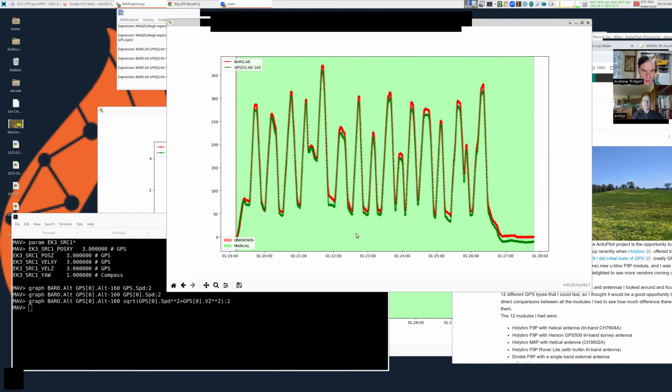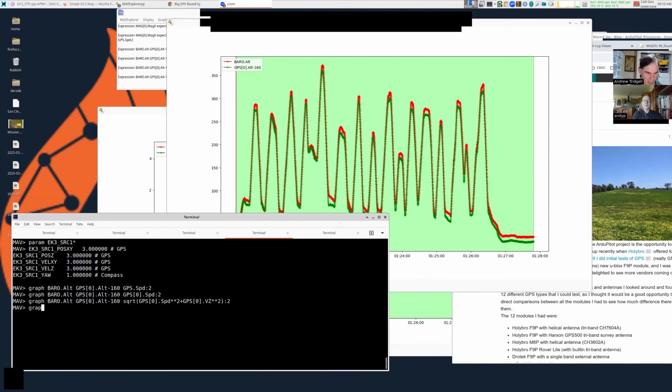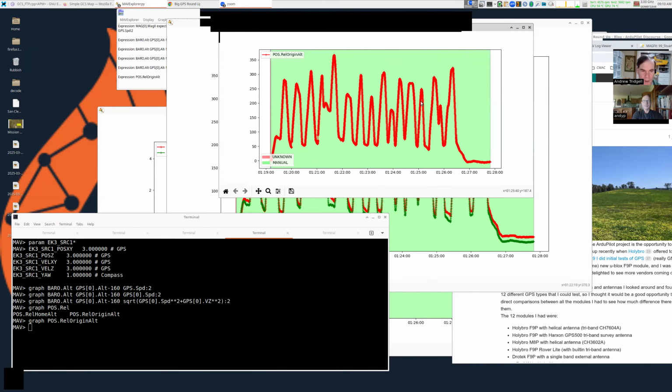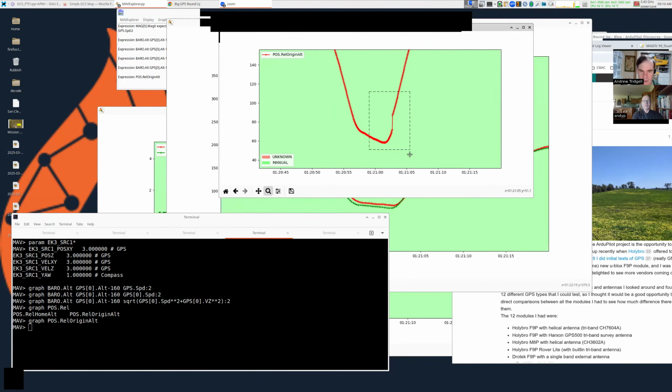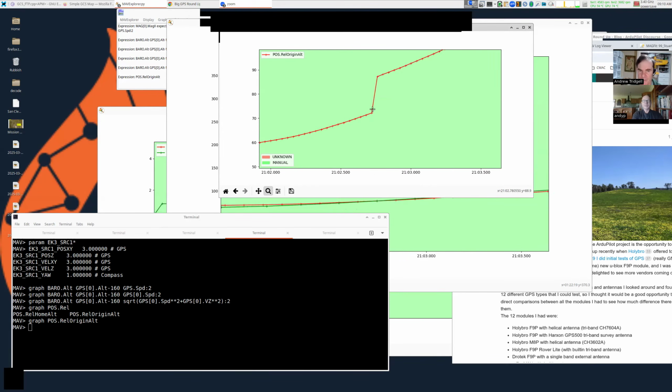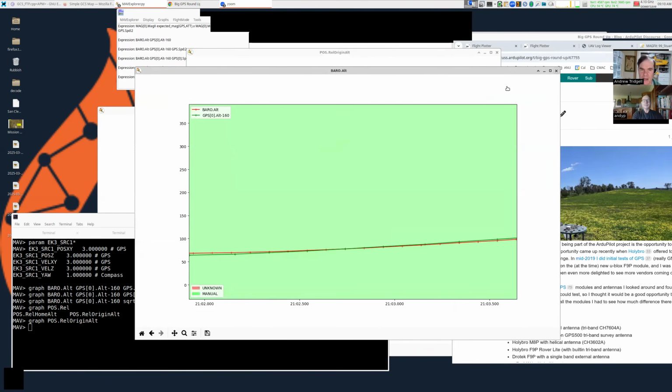Okay, so let's cut to the crunch: what can Stuart do to fix these particular issues? Let's have a look at POS.RelOriginAlt, something like that, and see these steps. This type of thing here is what Stuart was seeing, which is why he asked about it. These sudden jumps.